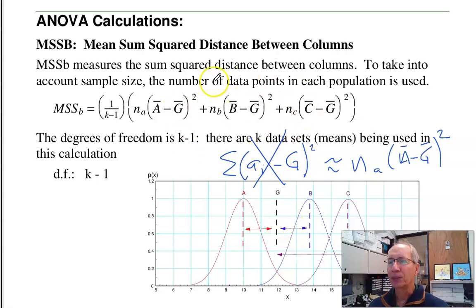Add them all up, and then divide by number of data sets minus 1. In this case, the numerator has k minus 1 degrees of freedom, so if I have 3 data sets, I have 2 degrees of freedom.